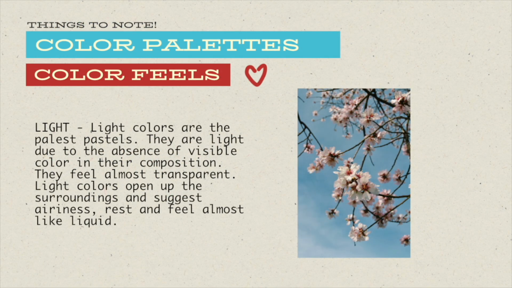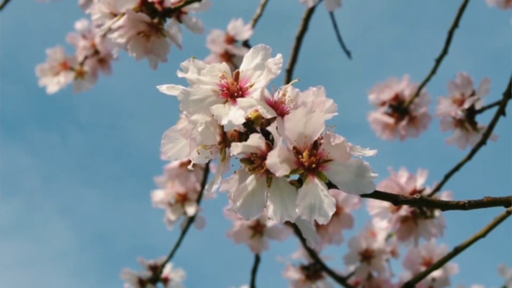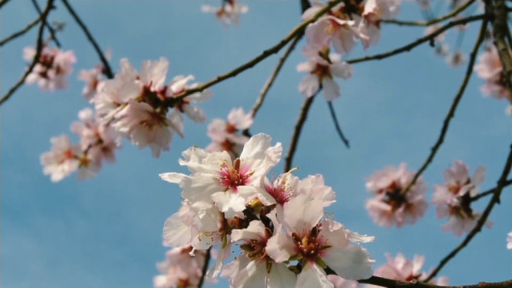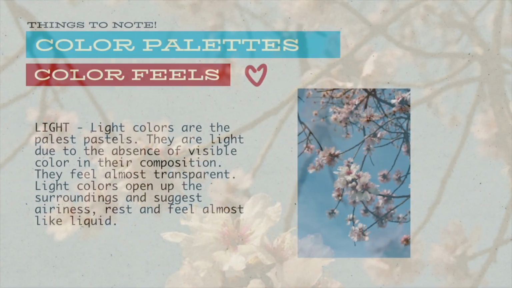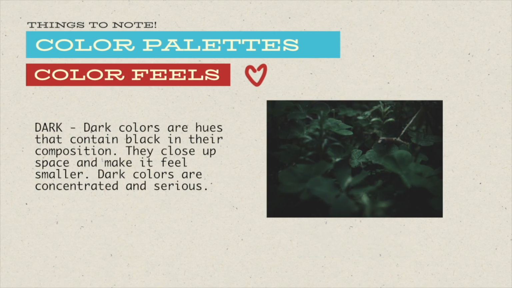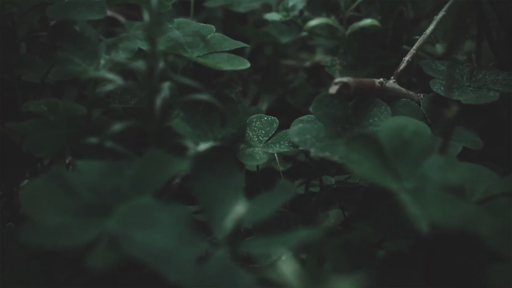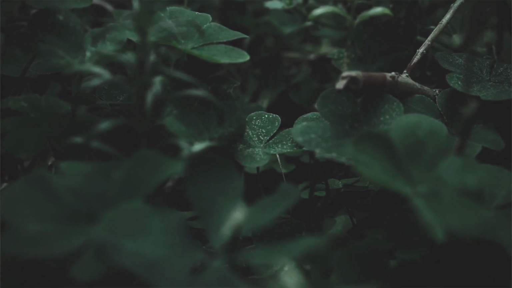Light colors are the palest pastels. They're light due to the absence of visible color in their composition. They feel almost transparent. Light colors open up the surroundings and suggest airiness, rest, and feel almost like liquid. Dark colors are hues that contain black in their composition. They close up space and make it feel smaller. Dark colors are concentrated and serious feeling.